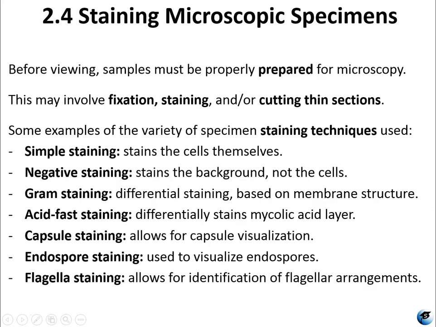Very neat. So section 2.4 of the text discusses different ways that you can prepare specimens for viewing under the microscope. The previous slide, we had a look at cross-sections, cutting thin sections of specimen for viewing. But now we're going to talk about different staining techniques. So we will be talking about simple stains, negative stains, gram stains, acid-fast stains, capsule stains, endospore stains, and flagellar stains. Each one of these techniques are things that we will be doing in the lab, but for the lecture, you need to know how these stains work and what they're used for.